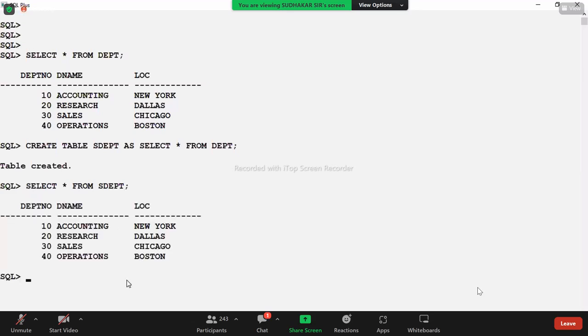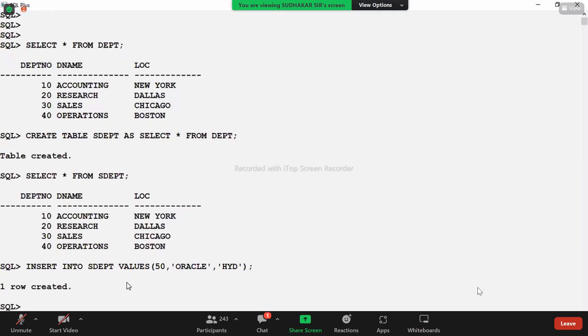This SDPT is created. Additionally, I'm inserting some rows. Insert into SDPT values 50, Oracle, HOID. Next, one more record I'm inserting here.